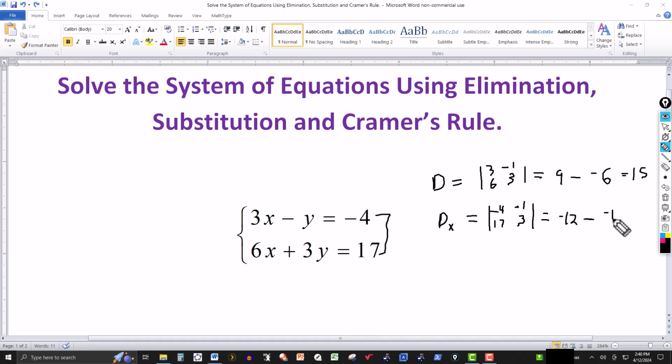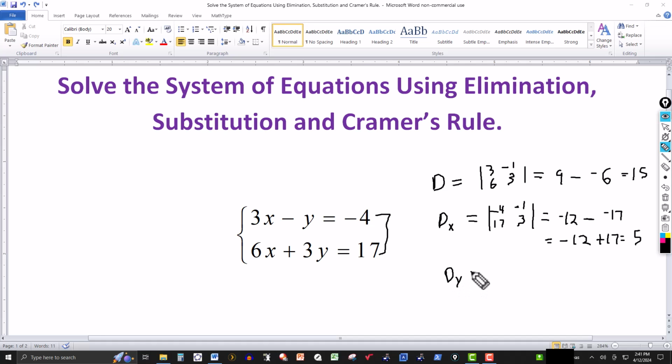That's -17. So cross multiply. -4 times 3 is -12. And then subtract the product the other way. 17 times the -1. So this simply becomes -12. Double negative makes it a plus. That's a plus 17. This is equal to then -12 plus 17, which is 5. Now we could actually get the answer from that, but let's go ahead and complete the procedure then for D sub y.